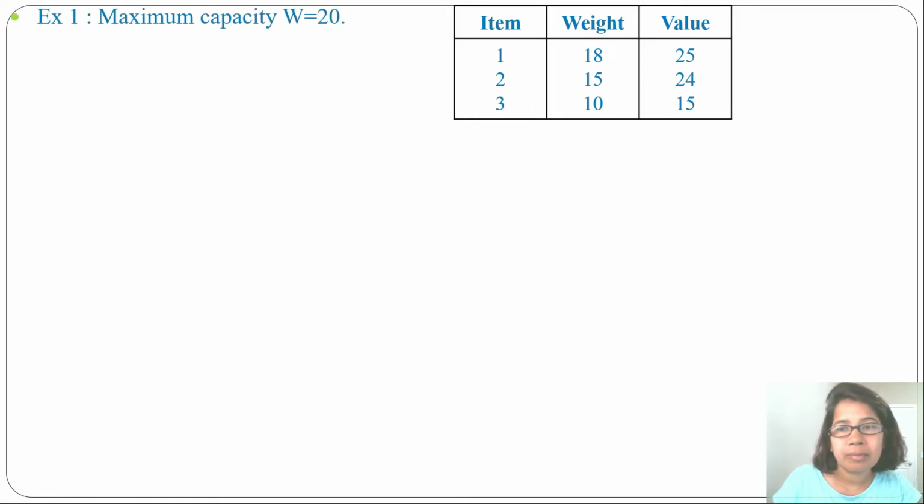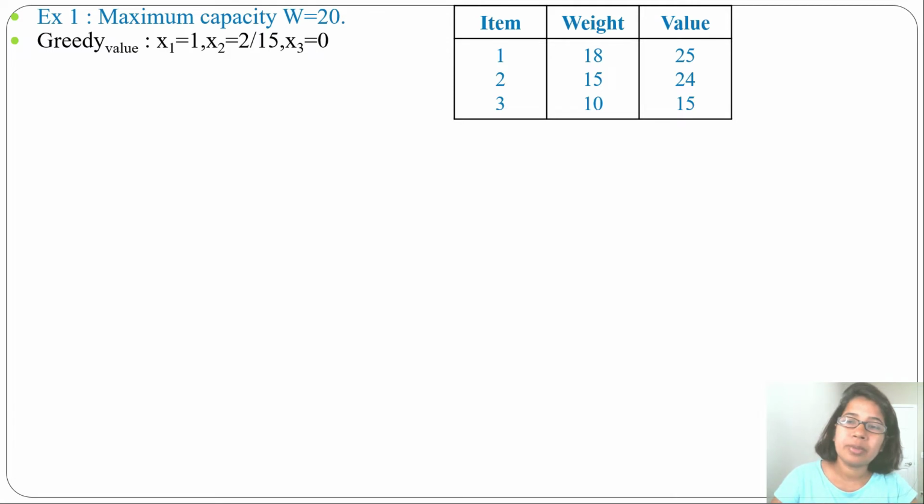So we can be greedy about different things, means we can be greedy about values, means maximum value will be picked, then we can be greedy about weight or we can be greedy about value per weight. Let me discuss all. First, I will discuss greedy about value. Means whichever is maximum value, that will be chosen.